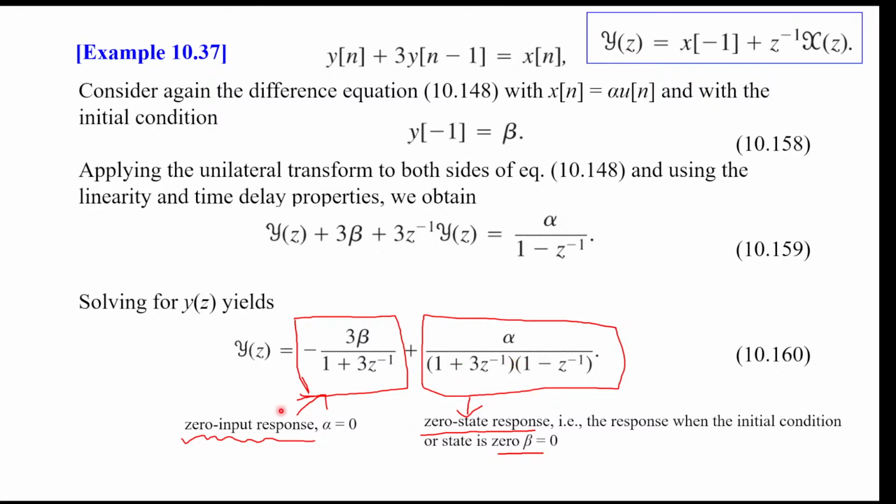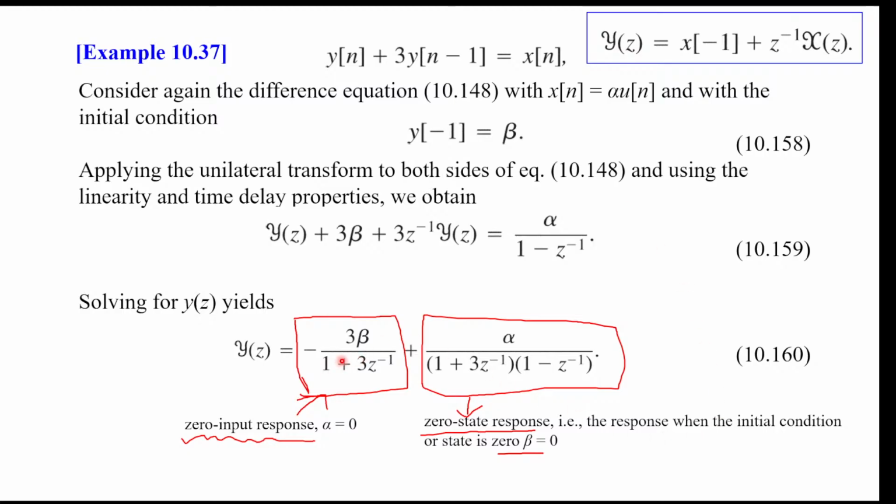Okay, and so this is just like the initial value problem for the Laplace transform. So here we have two different terms. We have the zero input response. So this beta term is the response when alpha equal to 0. So it's a zero input because the input is x of n. Okay, and then we also have this zero state response, meaning this is the response when the initial condition or initial state is 0, and the initial state is this beta here.